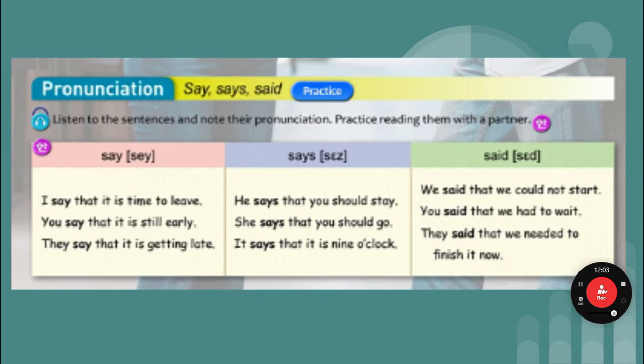Say. I say that it is time to leave. You say that it is still early. They say that it is getting late. He says that you should stay. She says that you should go. It says that it is 9 o'clock. We said that we could not start. You said that we had to wait. They said that we needed to finish it now.